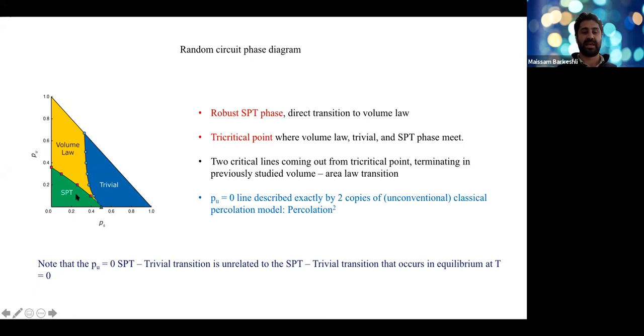So this gives a broader phase diagram that in some particular limit gives you that original entanglement phase transition. Now this PU equals 0 line is the line that I mentioned earlier, that I described how it can map to a classical percolation problem. Remember that we treated the even and odd sites separately, so we actually get 2 copies of a classical percolation model. So this tricritical point at PU equals 0 you can think of as percolation squared. The conformal field theory that describes this is like 2 copies of percolation.